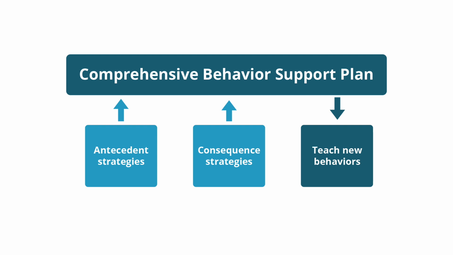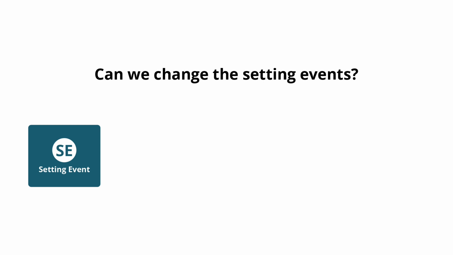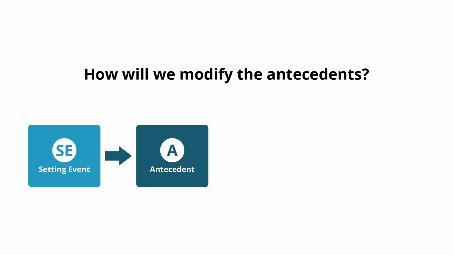As teachers and school staff, these interventions are things we must do for the student. Starting with the setting event, you ask yourself, is it possible to change the setting event? Again, a setting event can make the behavior more likely to occur or less likely to occur. For example, if a student comes to school hungry, can you provide the student with a snack before school? For the antecedent, you ask yourself, how will we modify the events that come immediately before the behavior so the problem behavior is less likely to occur?